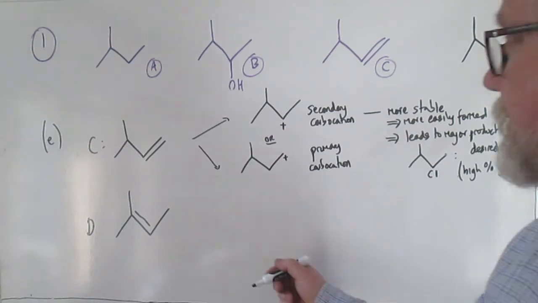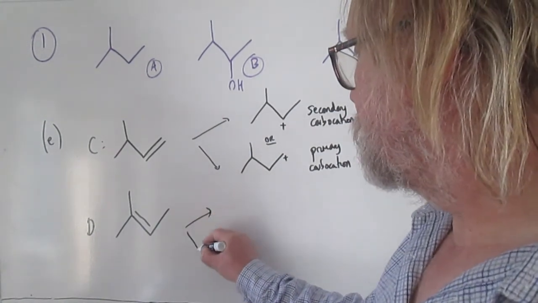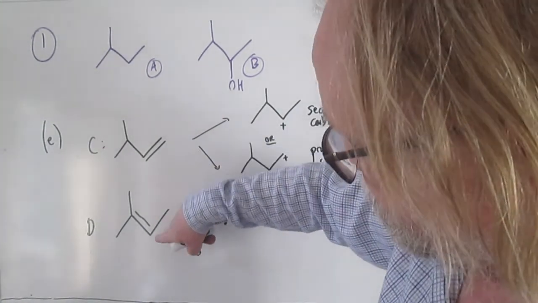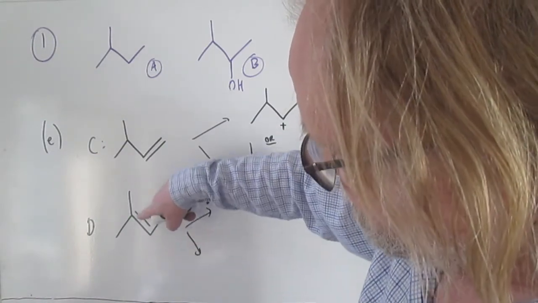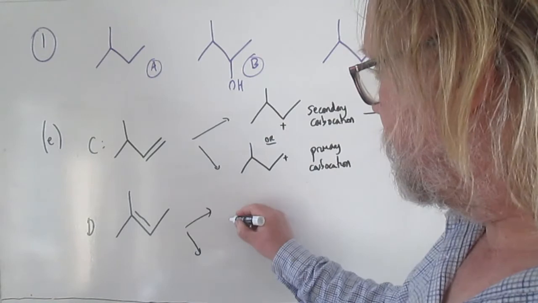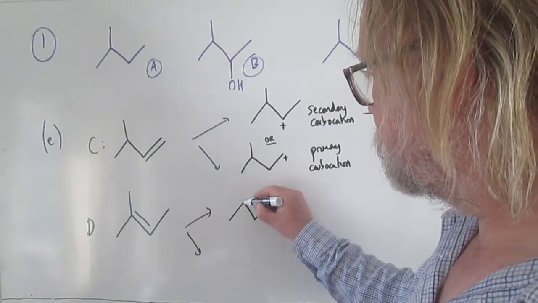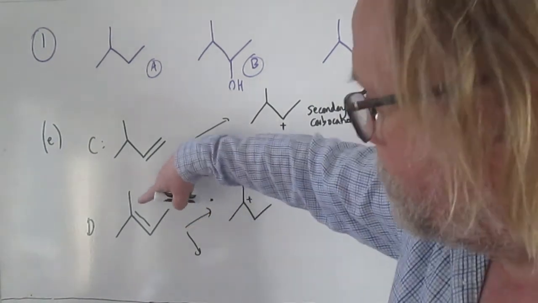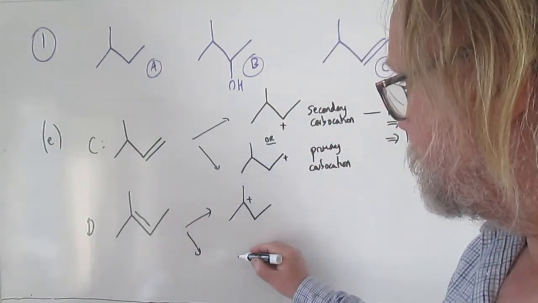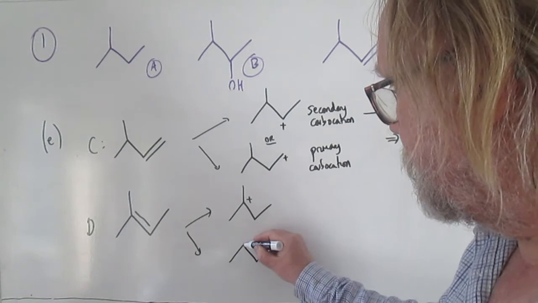If we do the same thing for this, again, alternative carbocations. So if we add H plus to this end, we'll get the positive charge there. So we'll get this intermediate. But if the H plus adds to here, we'll get the positive charge there, and we'll get this intermediate.